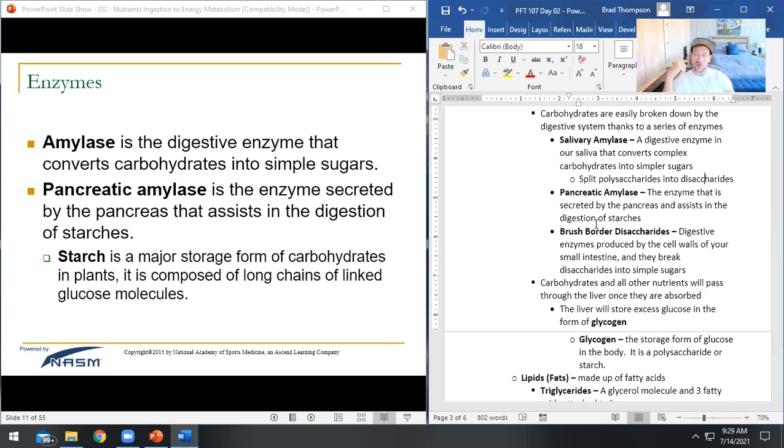That's because those complex carbs are getting broken down into something much simpler and it starts to taste a little sweeter. You've also got pancreatic amylase, a little bit different. This is created by your pancreas, and this is what's helping break down any starches that didn't get broken down. Pancreatic amylase is pretty good at that.